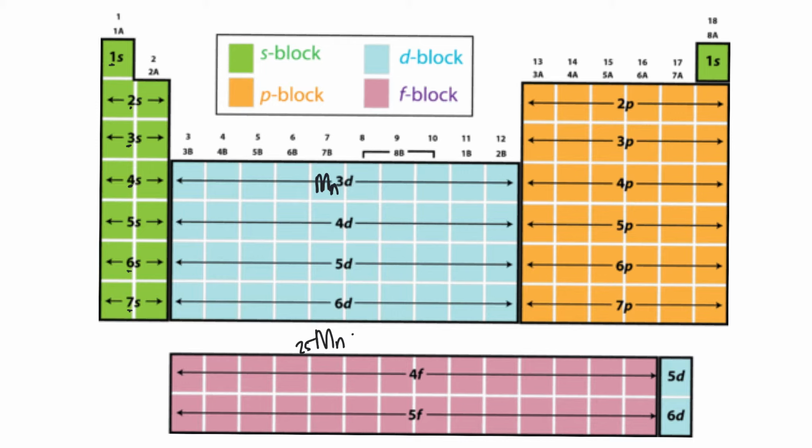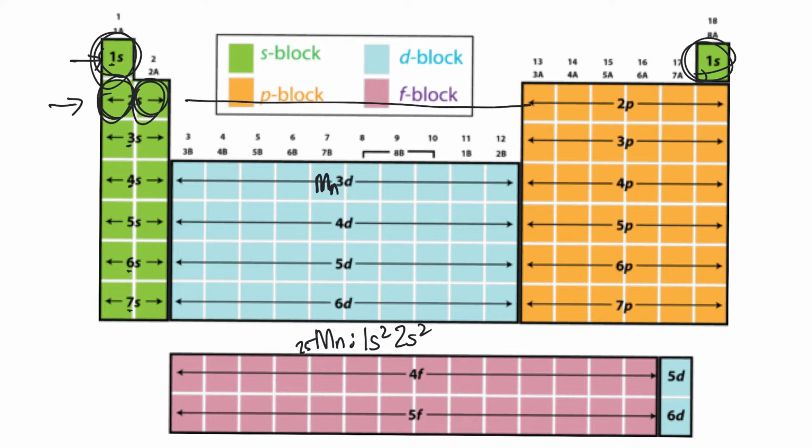All right, so starting from the top, we got 1s. How many 1s? 1, 2. Okay, next row, we have 2s. How many 2s do we have? 1, 2. Okay, we're moving on to the next part of the second row. Then we have 2p. How many 2p's do we have? We have 1, 2, 3, 4, 5, 6.